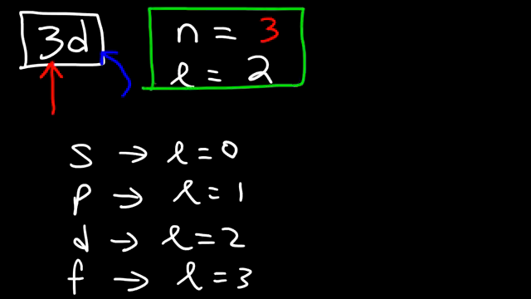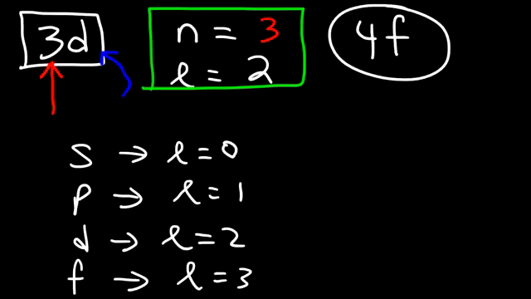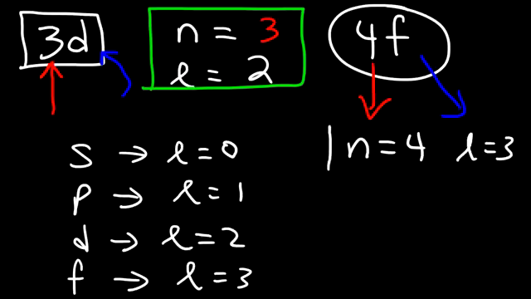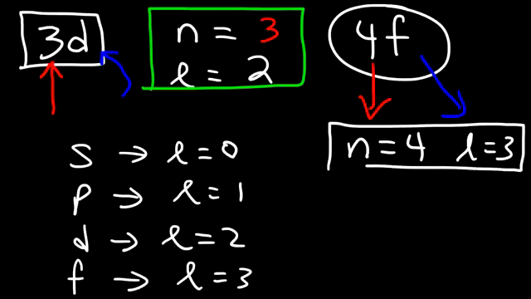So let me give you another example. What if we have an electron in the 4f sublevel? What's n and what's L? As we can see, n is the number in front of f, so n is 4, and f always corresponds to an L value of 3. So for an electron in the 4f sublevel, n is 4, L is 3.